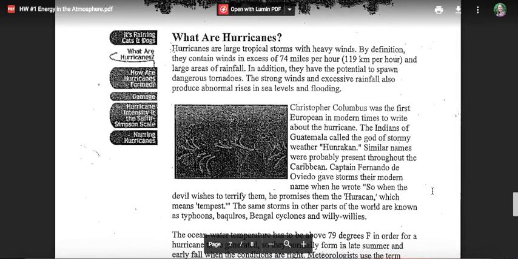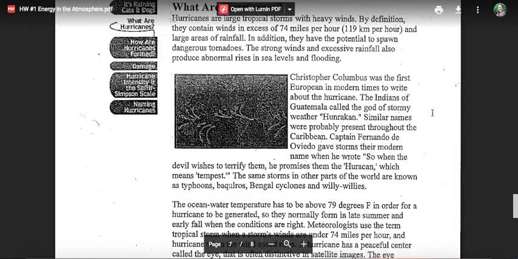What are hurricanes? Hurricanes are large tropical storms with heavy winds. By definition, they contain winds in excess of 74 miles per hour, also known as 119 kilometers per hour. And they include large areas of rainfall. In addition, they have the potential to spawn dangerous tornadoes. The strong winds and excessive rainfall also produce abnormal rises in sea levels and flooding.